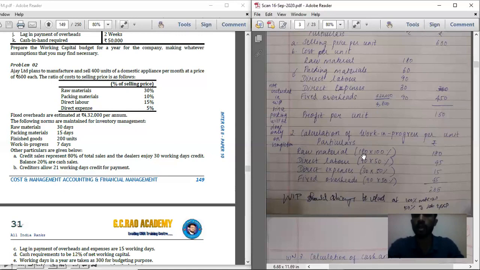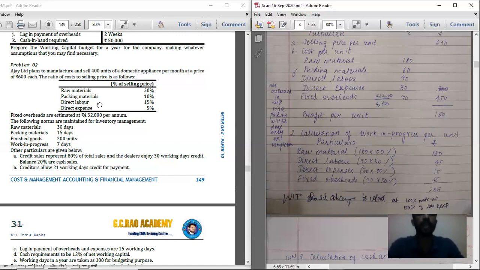Within bracket 180 rupees into 100%. Close the bracket. In the amount column, put 180 rupees. So raw material is 180 rupees.